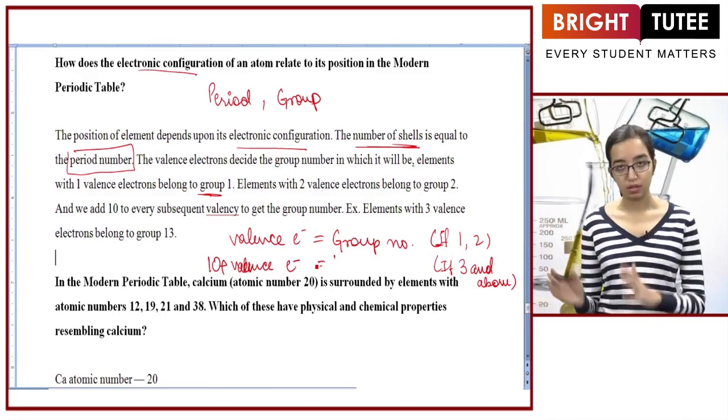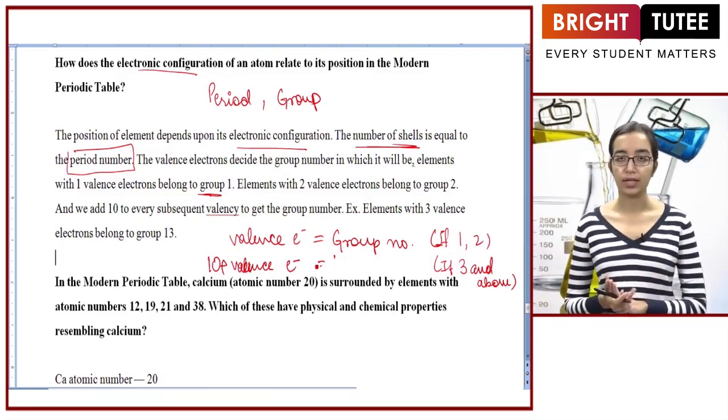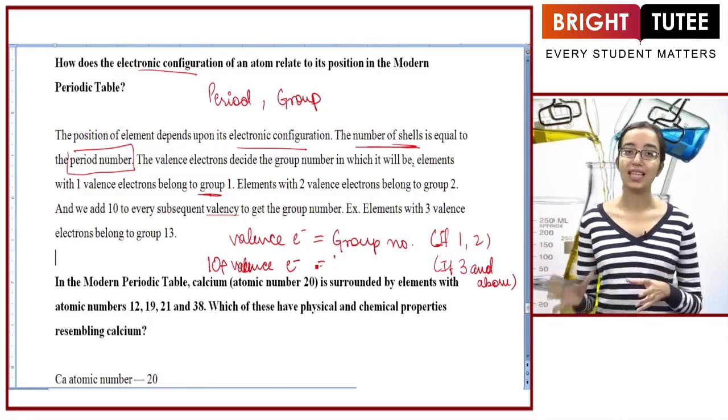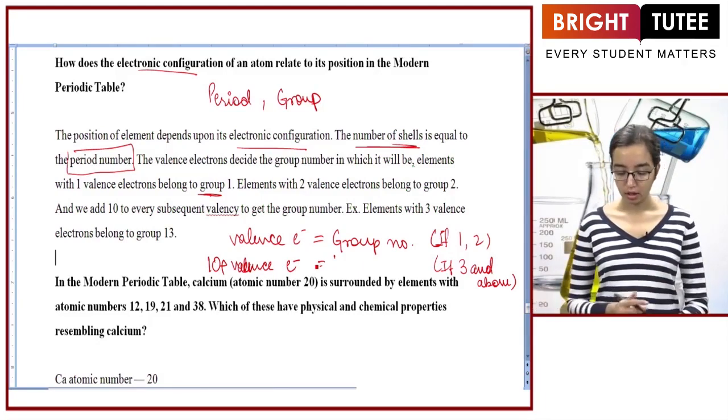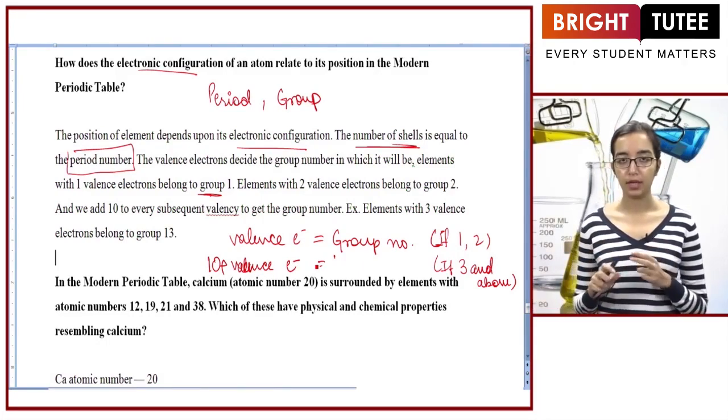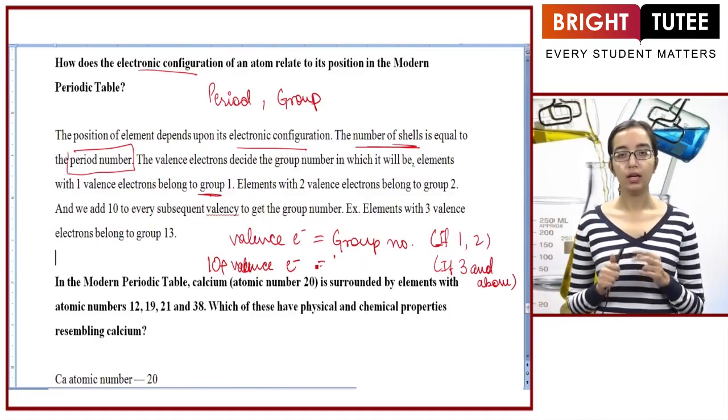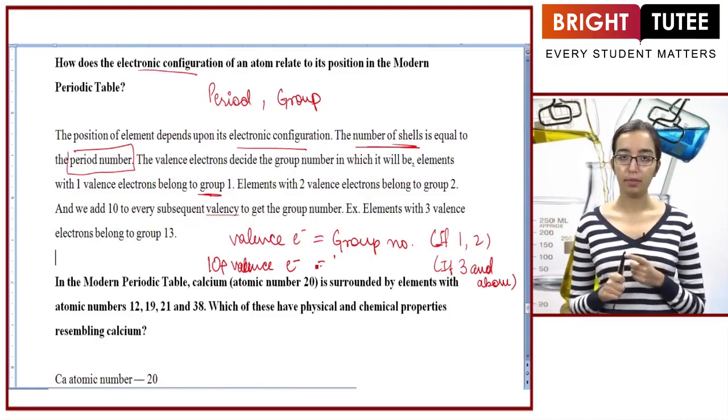So the group becomes 13 or 14. For example, if we talk about chlorine, it has 7 electrons in the outermost shell, and this group is 17. 10 plus 7, 17. So we have 2 criteria for the classification. We always use the atomic number first of all. Secondly, the 2 criteria that we have are period and the group.